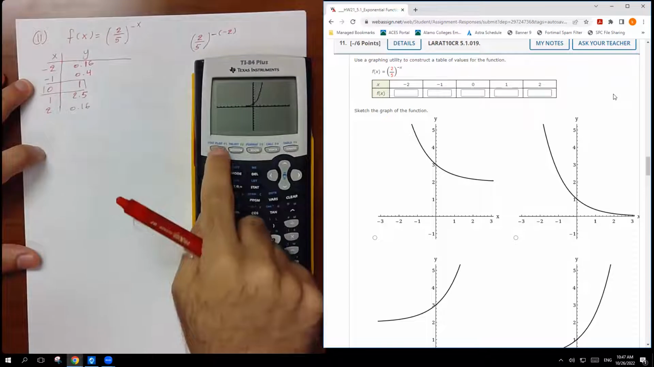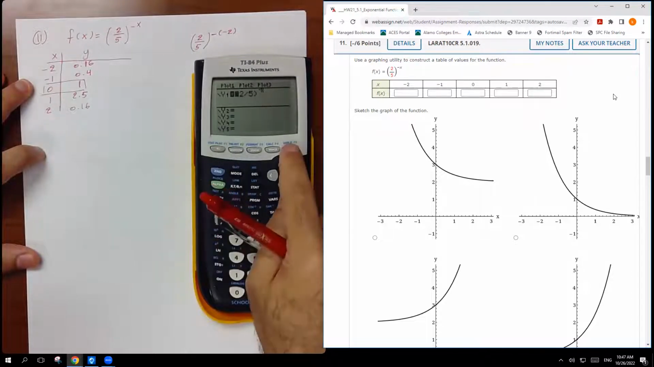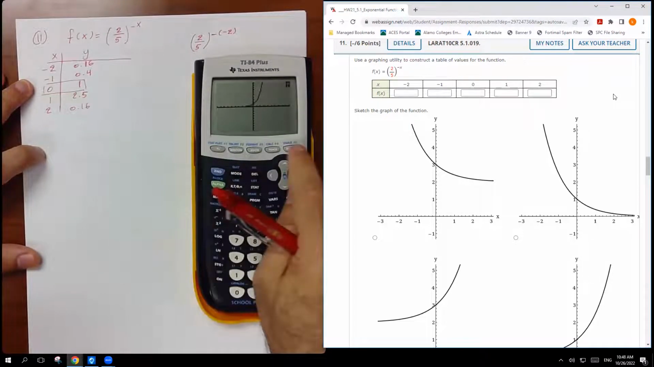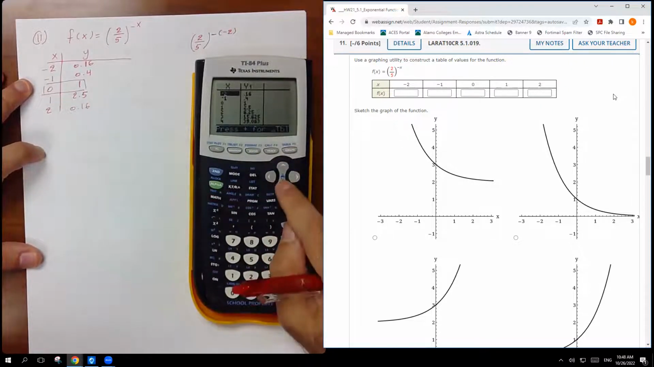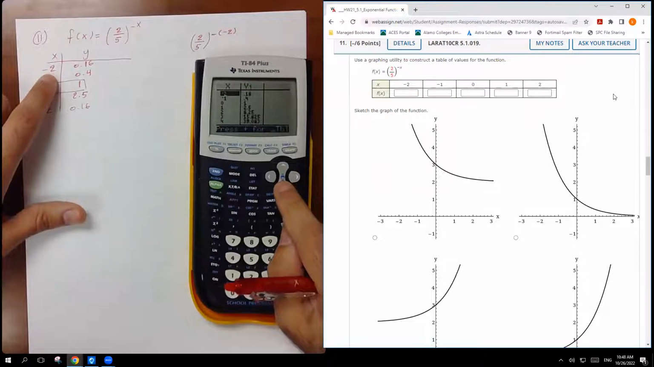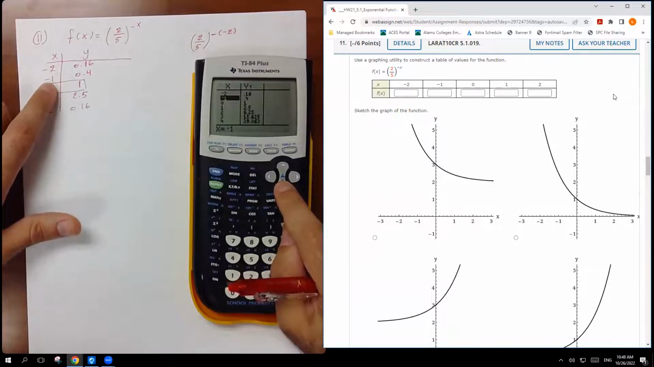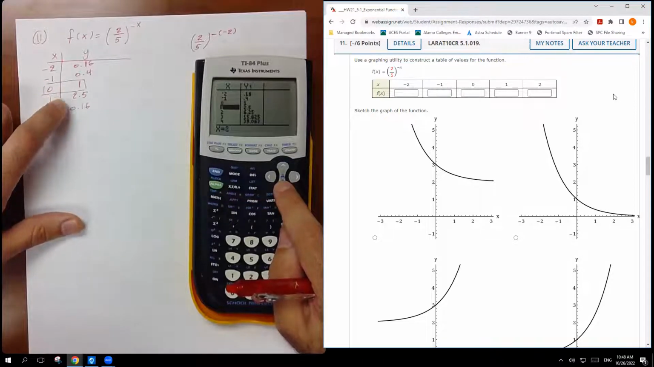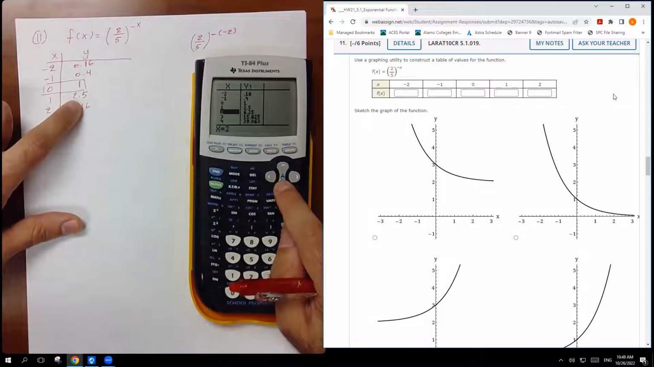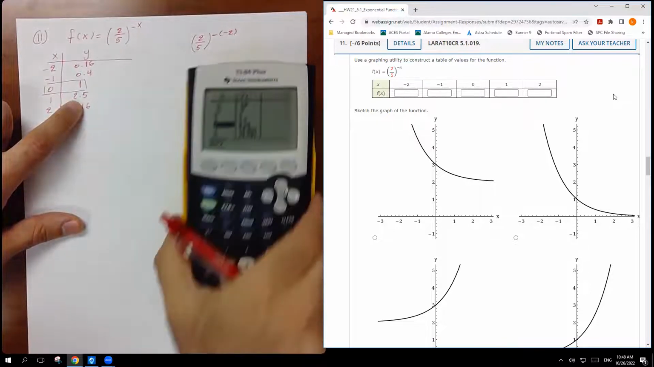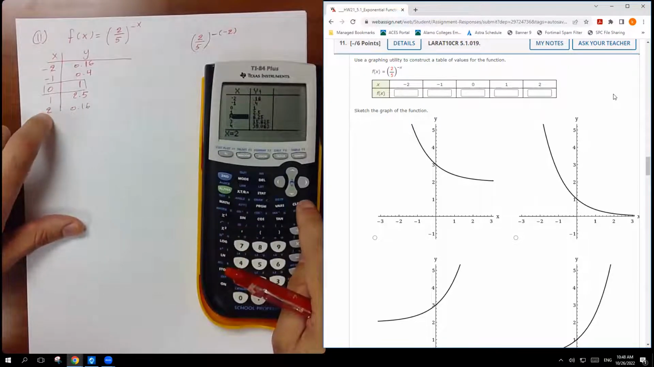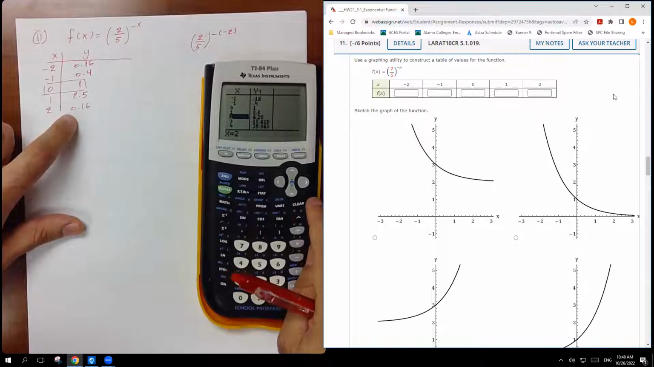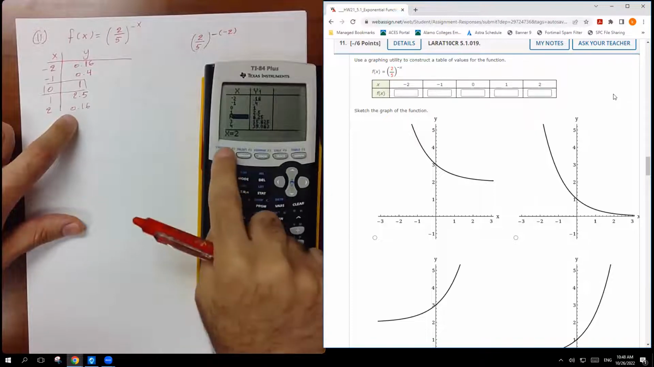Now check the table. The table is going to be, so let's look here: -2, 0.16, -1 is going to be 0.4, and 0, 1. 1 is going to be 2.5, but with the 2, we got something wrong because it says 6.25. Let's check what the wrong thing I did. 2 is going to be -2. Well, this is something wrong.